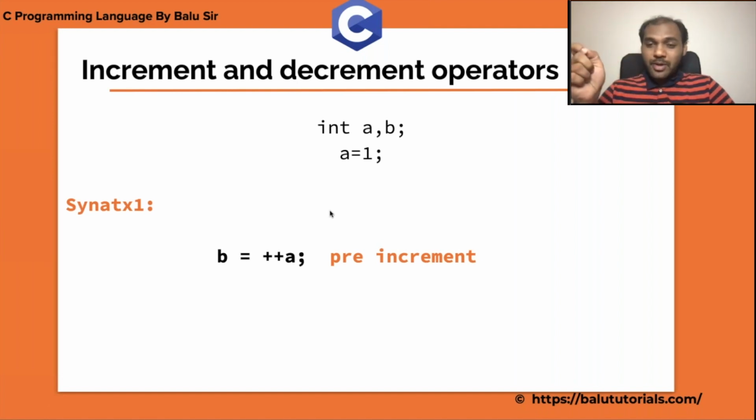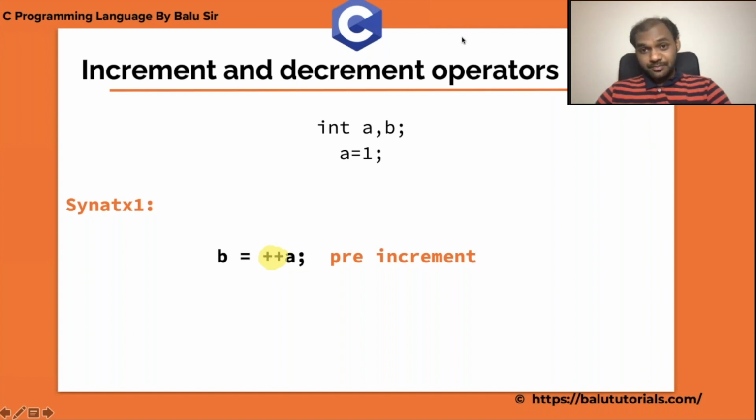So int a, b, a equal to 1, syntax number 1, that is a pre-operator, b equal to ++a. Whenever you say b equal to ++a, this is called a pre-increment. Why is it called pre-increment? Because the symbol is available before the operand. When the symbol is available before the operand, it is called a pre-operator. So if it is a pre-operator, evaluation has to take place first, then only assignment will happen.